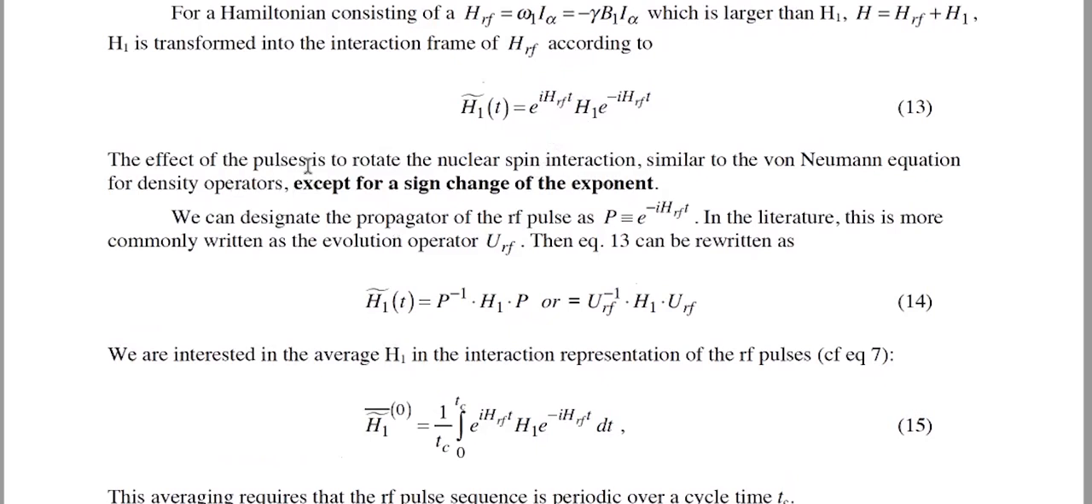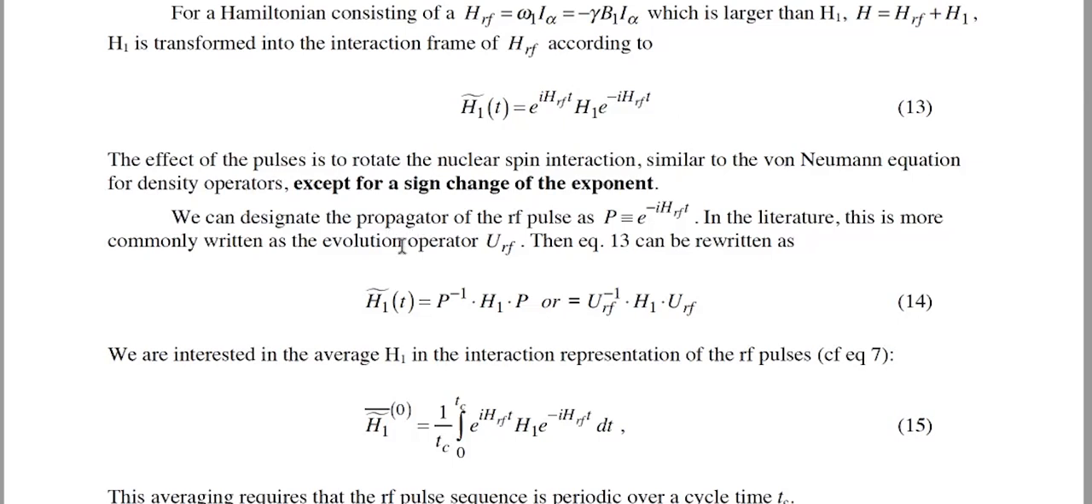All right, so the effect of these RF pulses is to rotate nuclear spin interactions in a way which is kind of analogous to the von Neumann equation. It's Hamiltonians rotating magnetization density operators. But the sense of rotation is opposite. There's a sign change, right? So if before everything's left hand, for this you kind of have to do right hand.